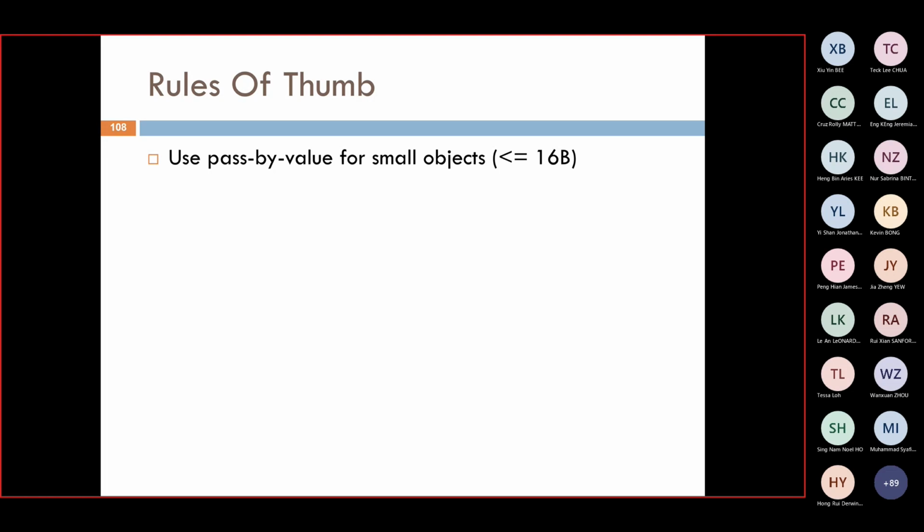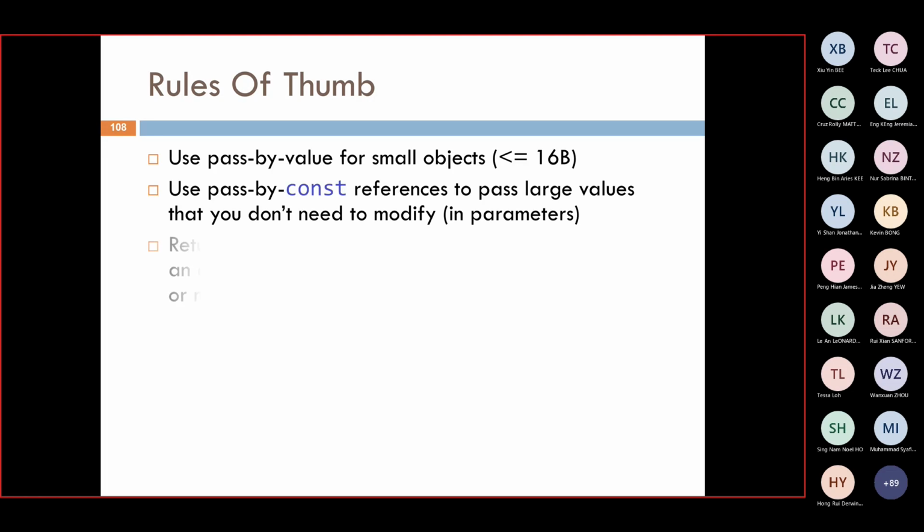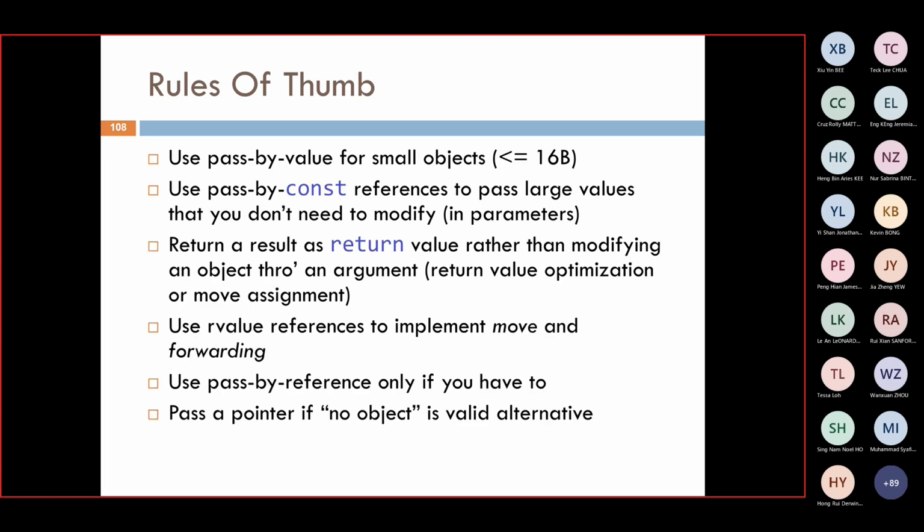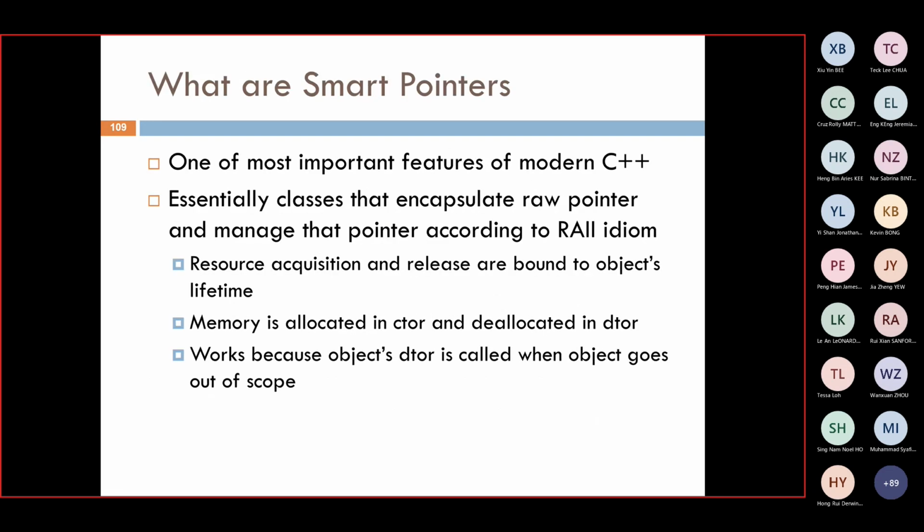So that is okay. These are the rules of thumb, and I think they're pretty good advice, because if you pass pointers around the least, chances are your code is going to be stronger. All right, so the next thing I wanted to talk to you guys about is smart pointers.